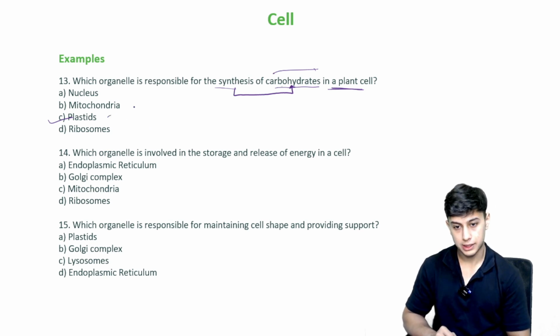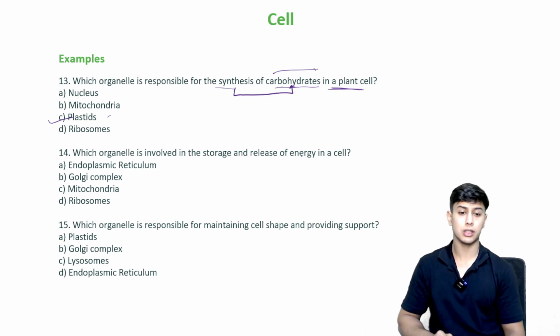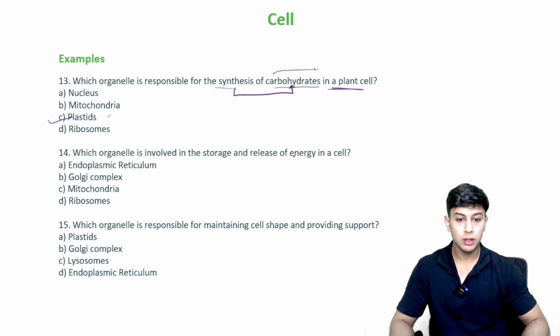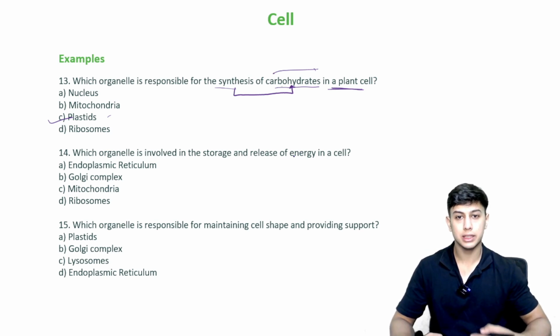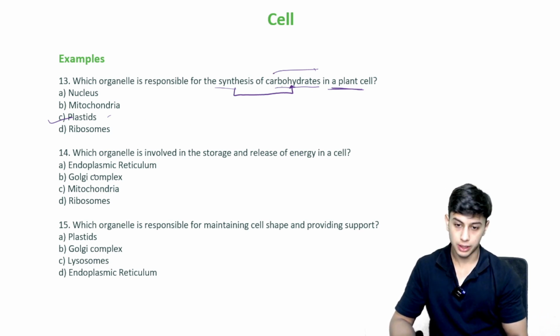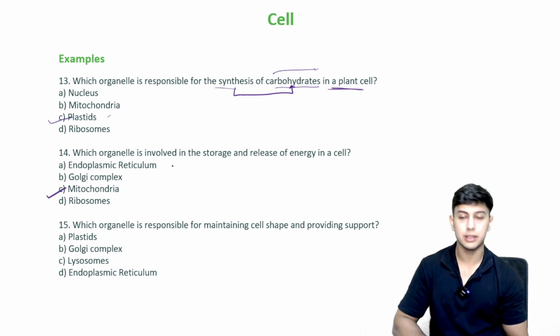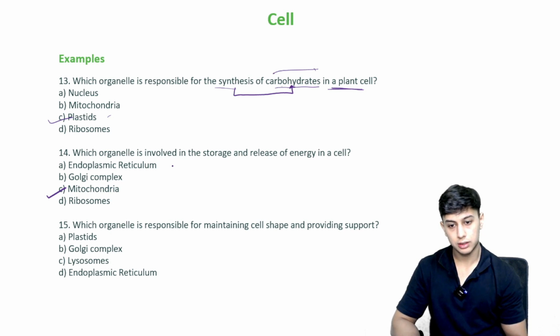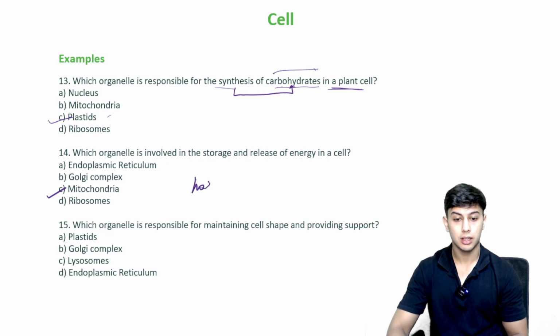Okay, so plastids. Which organelle is involved in the storage and release of energy in a cell? So where is the energy stored? Where is it released in the cell? Endoplasmic reticulum, Golgi complex, mitochondria, or D, ribosomes? The correct option is option C, the mitochondria. Whenever we talk about the energy of the cell, it is produced in the mitochondria. Alright, mitochondria has its own DNA.